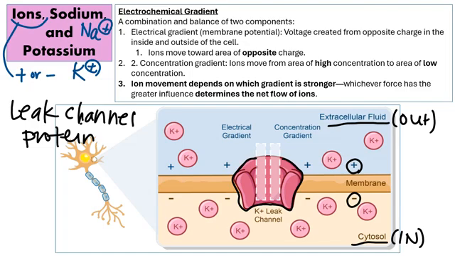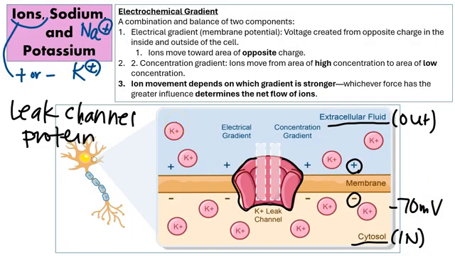So let's focus on our electrical gradient first. Electrical gradient means that we're dealing with membrane potentials. We already know that the inside of the cell is negative and the outside of the cell is positive, so there's a voltage created from that opposite charge. We're going to learn as we go along that the inside of the cell is going to be negative 70 millivolts for the membrane. We'll get more details again throughout the lecture.